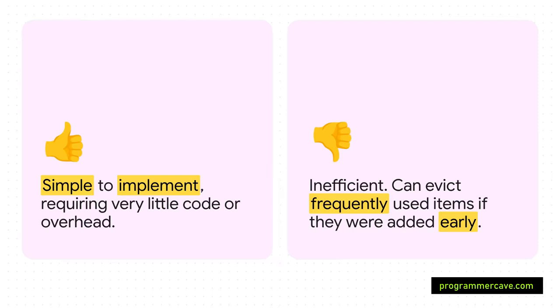Well, the big pro is that FIFO is incredibly easy to code up. You can get it working in no time. But the con? Oh, the con is a big one. It's often really inefficient. Just imagine you have a critical piece of config data that your app needs all the time. It gets loaded when the app starts, right? So it's at the front of the queue. Even if your app asks for it every single second, the moment the cache is full, FIFO will kick it out just because it was the oldest. That's a massive performance hit waiting to happen.